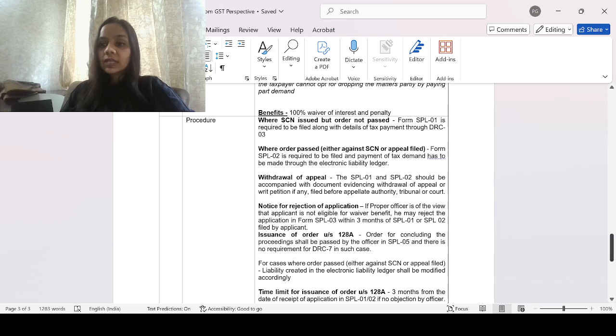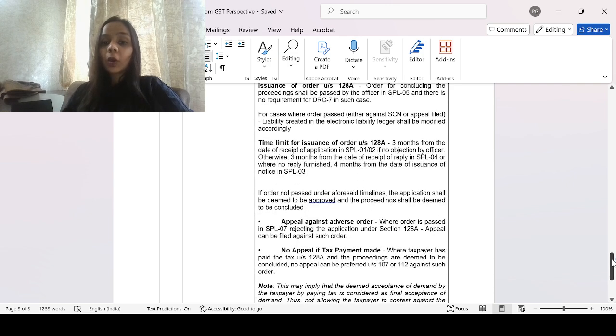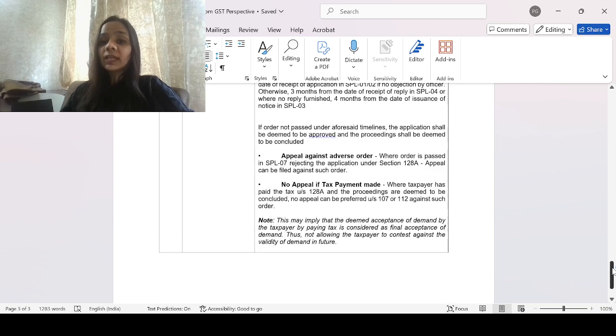But if we have filed the application in SPL 01 or SPL 02 and the officer has rejected our application, is this order appealable or not? Yes, this order is still appealable. If we are not satisfied with the order of the authority rejecting our application under the GST MST scheme, we can file an appeal against the rejection order under section 128A. No appeal can proceed if the taxpayer has paid the tax, and the proceeding should be deemed concluded. This is about the MST scheme.